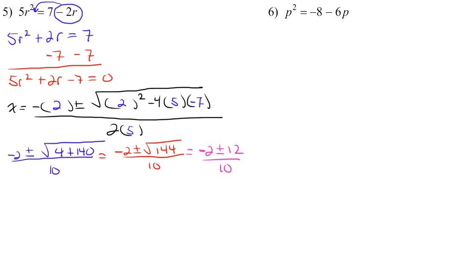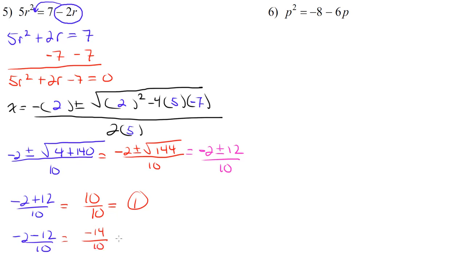And here we have our two expressions. So negative 2 plus 12 divided by 10 and negative 2 minus 12 divided by 10. So negative 2 plus 12 is 10, and 10 divided by 10 is 1. And negative 2 minus 12 is negative 14, and negative 14 divided by 10 is negative 1.4.